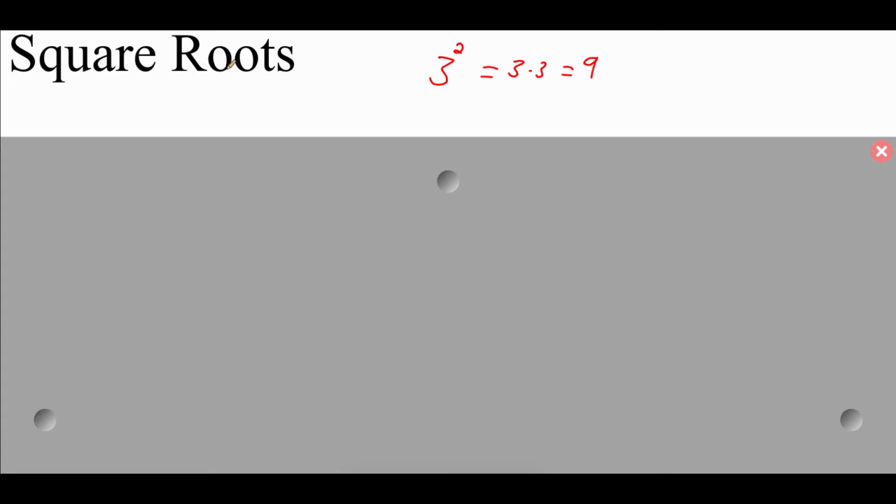Now, when we're doing square roots, we're going to be working backwards. So we're going to be starting with a number like 9, and we're going to try to figure out what number multiplied by itself would give us that answer. So in this instance, when we're talking about 9, we would say that its square root is 3, because if we take 3 times 3, we get 9 as our answer.